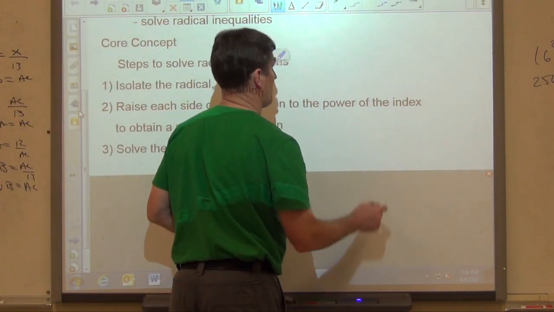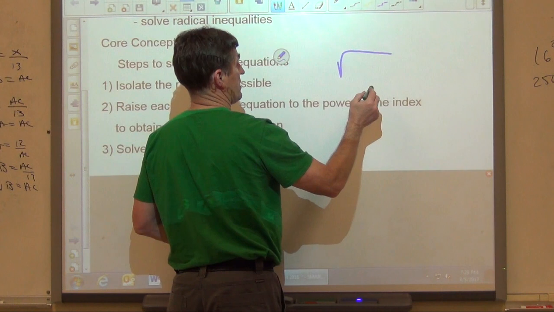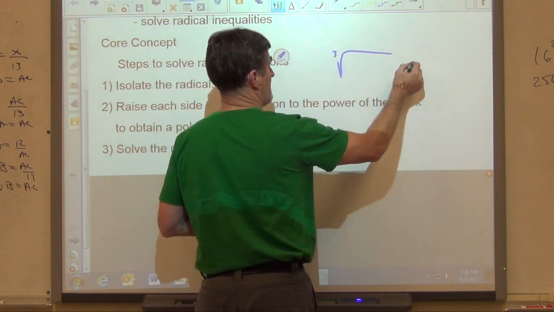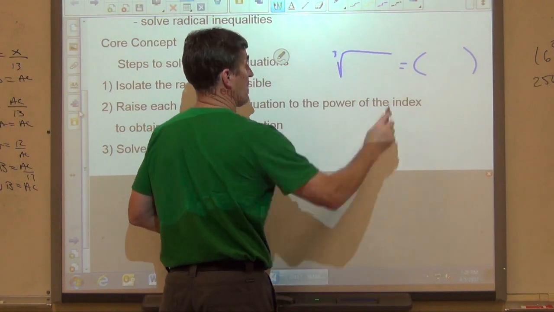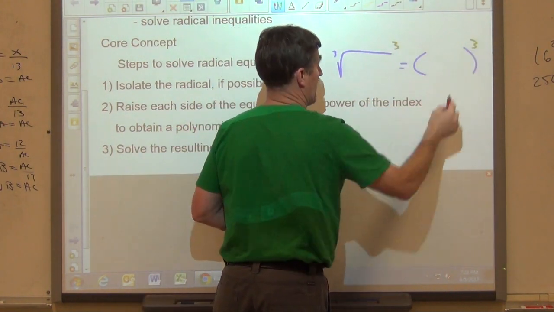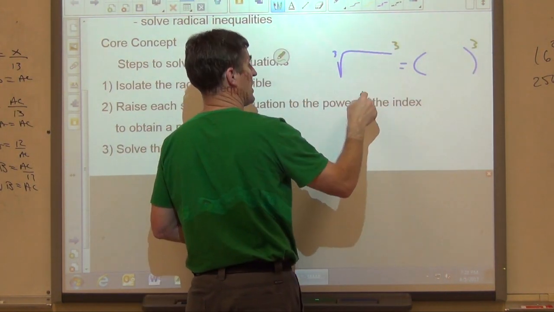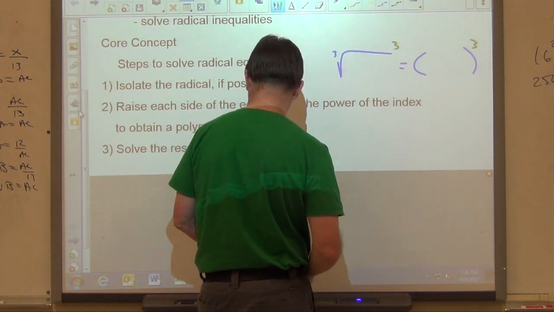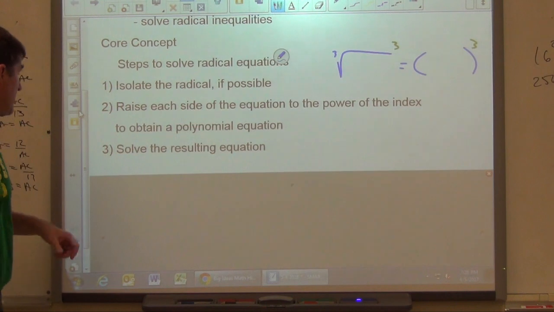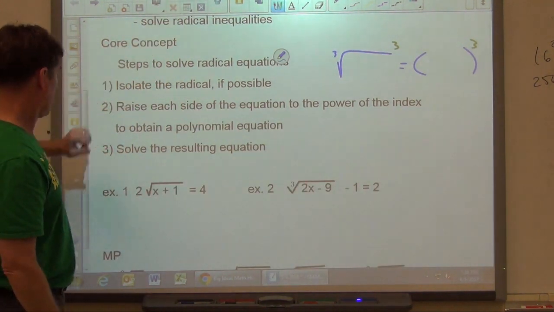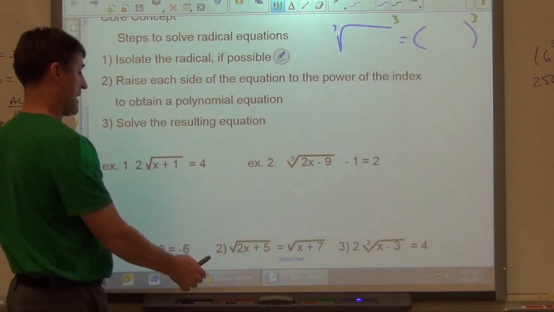So if I've got the square root, or let's say the cube root of something, whatever these quantities are, then to get rid of that, I'm going to take this to the third power and that to the third power, because those will cancel out, and then I'll solve what's left. You'll see again as we go through those, and then you simply solve the resulting equation. So, to look at some examples.